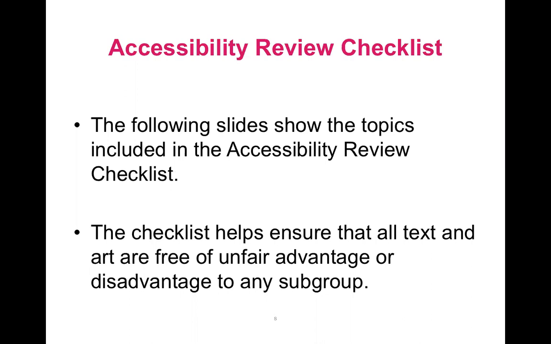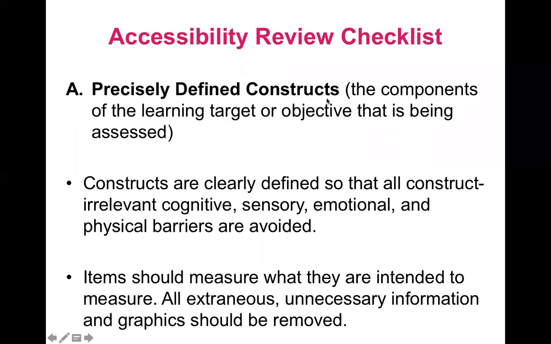The following slides show the topics included in the accessibility review checklist. The checklist helps ensure that all text and art are free of unfair advantage or disadvantage to any subgroup. Okay, so let's start. The first principle is to precisely define constructs.